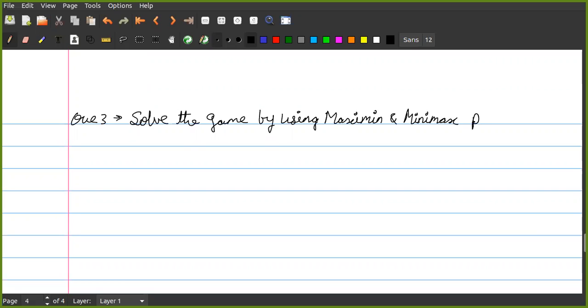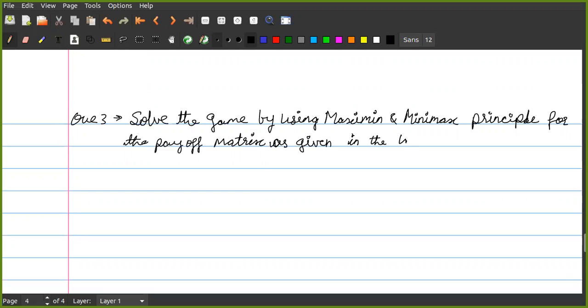Question number 3: solve the game by using maximin and minimax principle for the payoff matrix as given in the table below. This was the question for R9 JNTU.